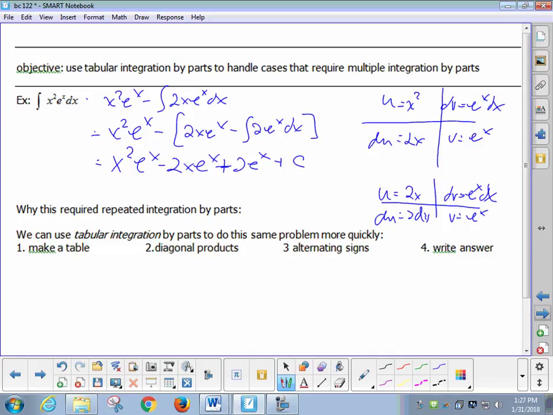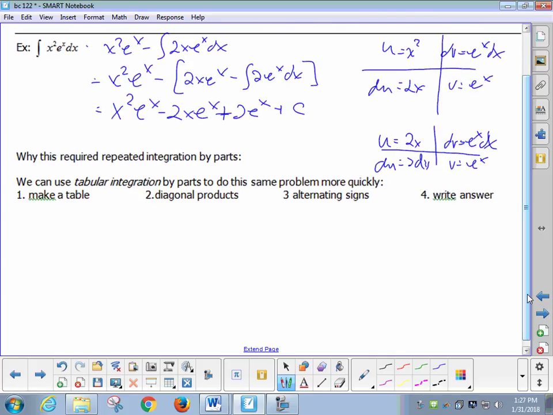Okay, so tabular integration is meant to condense this. Throughout math, there's all these cool little shortcutty things that kind of strip off a lot of the writing and just focus on what makes your final answer. So in this case, you make a table a lot like you do here, except this time you're going to do u and its derivatives all the way down. And here will be dv and its anti-derivatives.